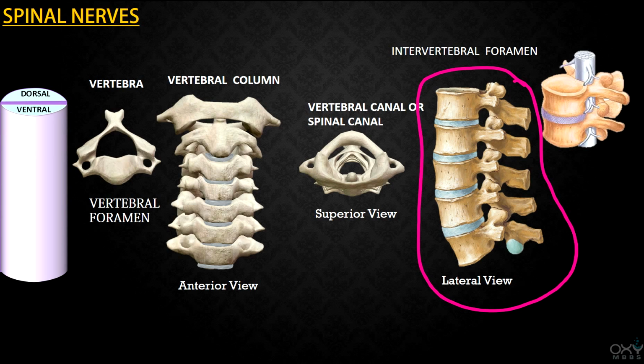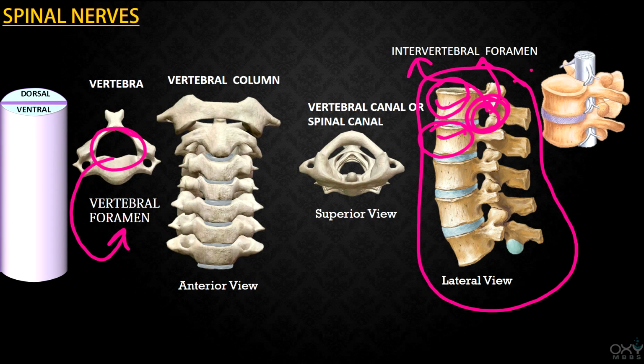Now friends, when we see the lateral view of the vertebral column, then we find a very important structure, and that is a hollow space that is present in between the vertebra, and this hollow space is called intervertebral foramen. As the foramen present within the vertebra was named vertebral foramen, this foramen is present in between two vertebra, that is why it is named intervertebral foramen.